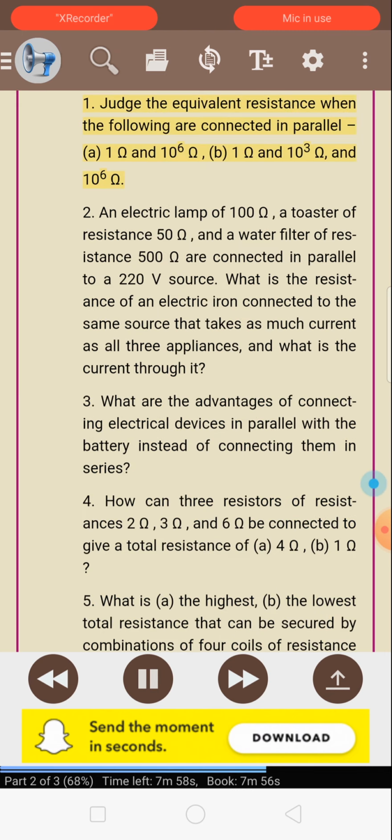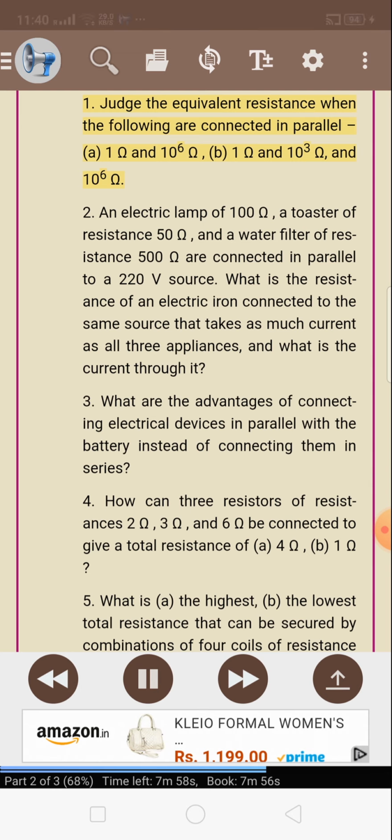Questions. 1. Judge the equivalent resistance when the following are connected in parallel: (a) 1 ohm and 10^6 ohms, (b) 1 ohm and 10^3 ohms and 10^6 ohms. 2. An electric lamp of 100 ohms, a toaster of resistance 50 ohms, and a water filter of resistance 500 ohms are connected in parallel to a 220 volt source. What is the resistance of an electric iron connected to the same source that takes as much current as all three appliances, and what is the current through it?